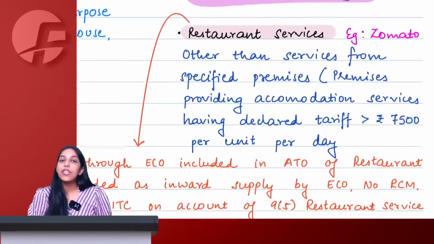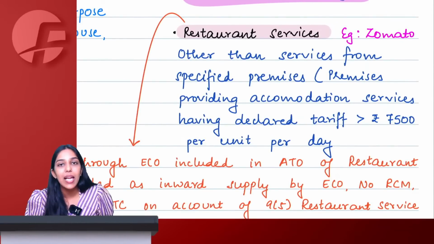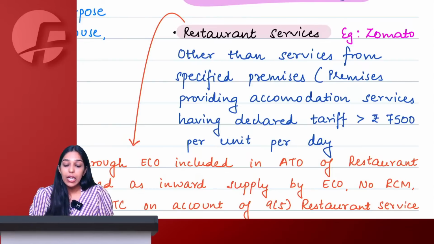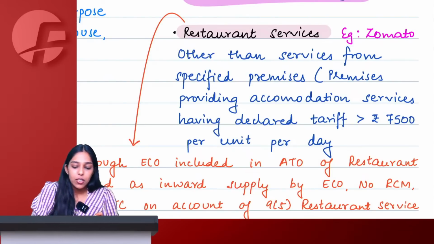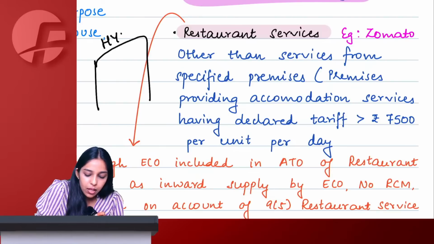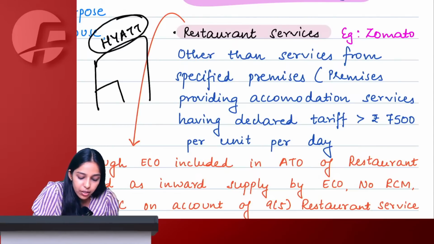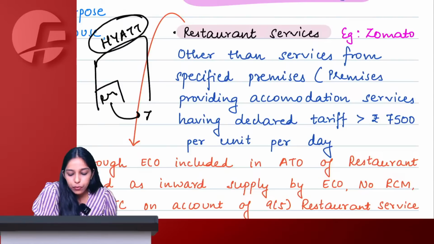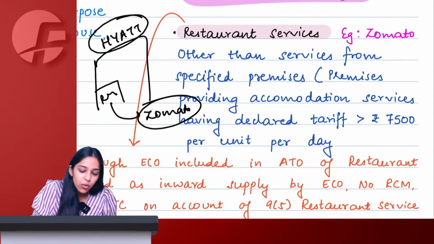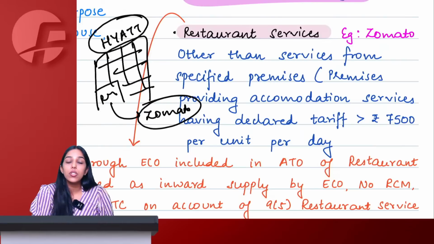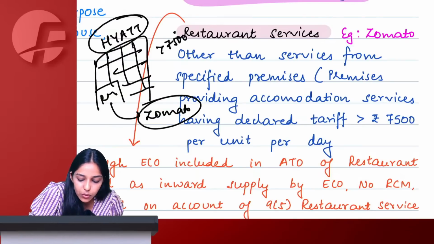And one exception for restaurant services says that, again, always for restaurant services also the e-commerce operator is liable. But particularly if I am ordering from a restaurant which also has accommodation services in it, so let's say this is Hyatt or Marriott or ITC or any big hotel that you can think of which also has a restaurant in it. I am ordering food from here through Zomato. Now this particular premise also has rooms in it. I can book accommodation also, and the declared tariff of every room is greater than 7,500.